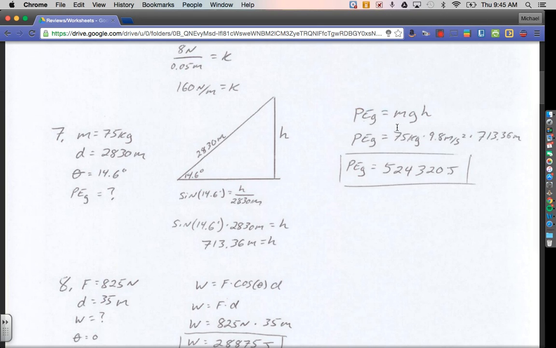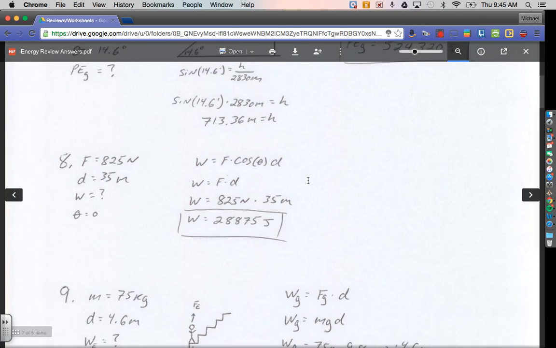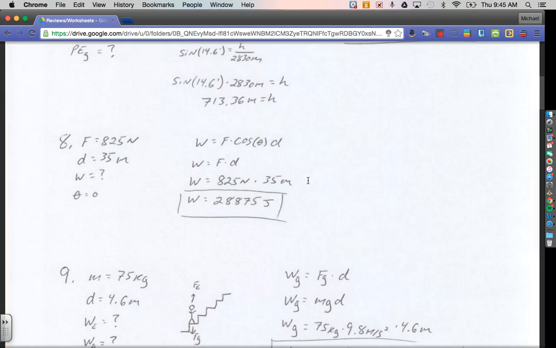Now I can plug into my potential energy equation. M was given in the problem at 75 kilograms. G on Earth is always 9.8 meters per second squared, and the height we just solved for is 713.36 meters. Plug all that in, and you have a potential energy change of 524,320 joules.